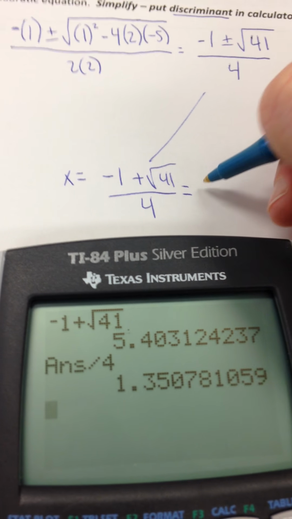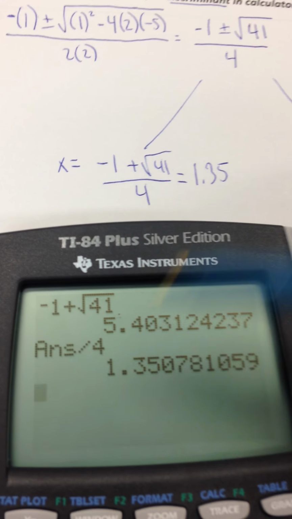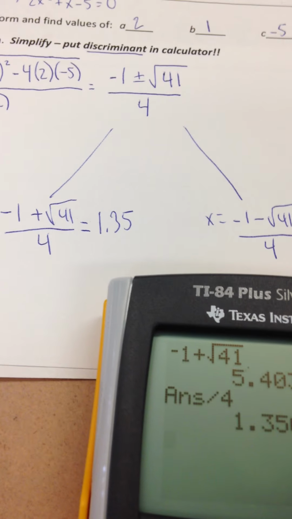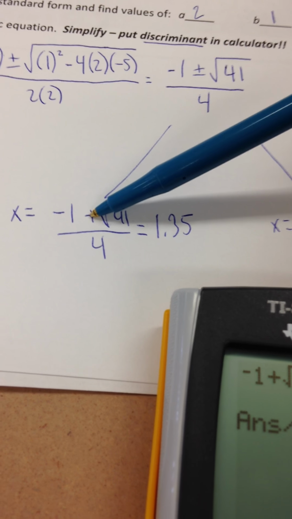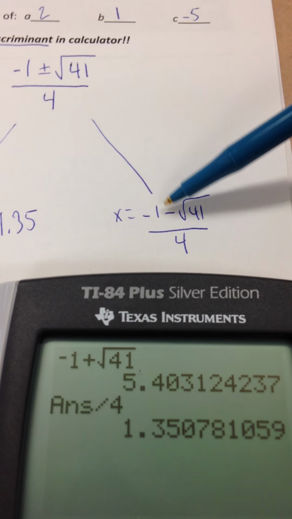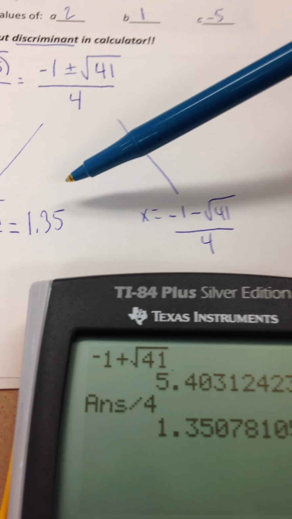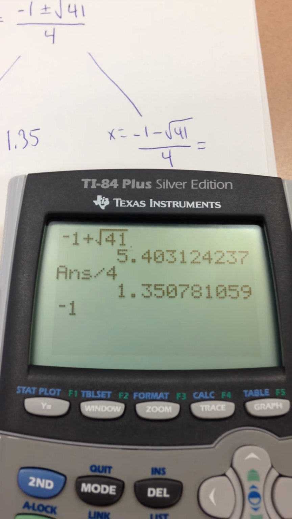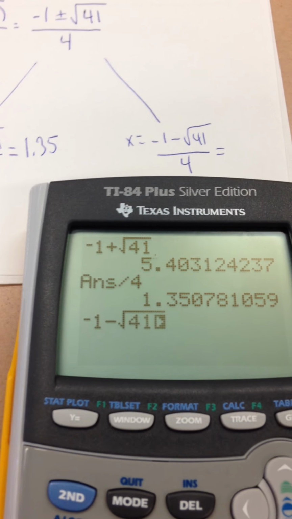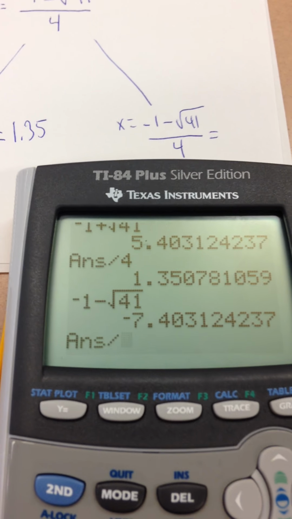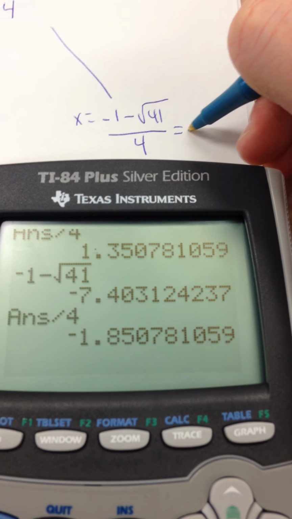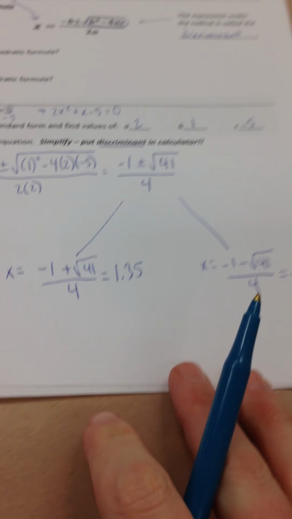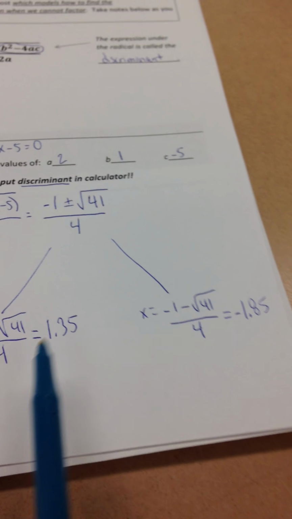So this one is equal to 1.35, and we'll round here to the nearest hundredth just because that's easier. The other side is going to be a completely different number. Just because this one says plus here and we happen to get a positive number does not mean that the one that says negative here is going to be like -1.35. Doesn't work that way. All right, so we're going to do -1 now minus the square root of 41. Press enter, all divided by 4, and we get -1.85. Okay. So as you can see, we have 2 different roots or solutions.